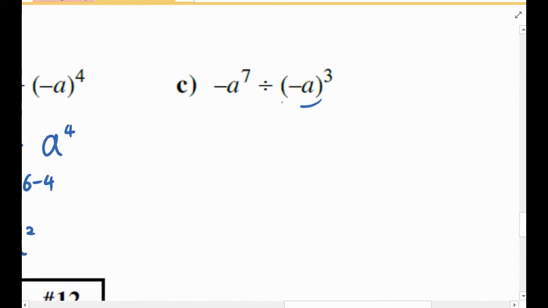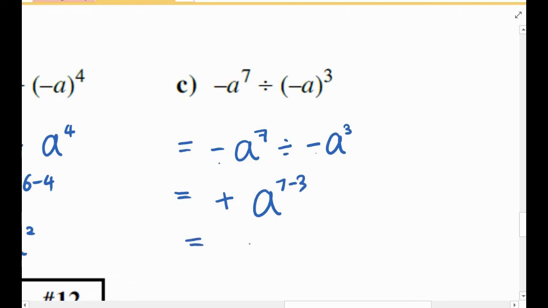Next, look at this. Negative sign is repeated 3 times. So negative sign, you don't remove the negative sign. So negative sign will still be there. Okay, negative a to the power of 3. The negative divided by negative becomes positive. A to the power of 7 minus the 3 is a to the power of 4.